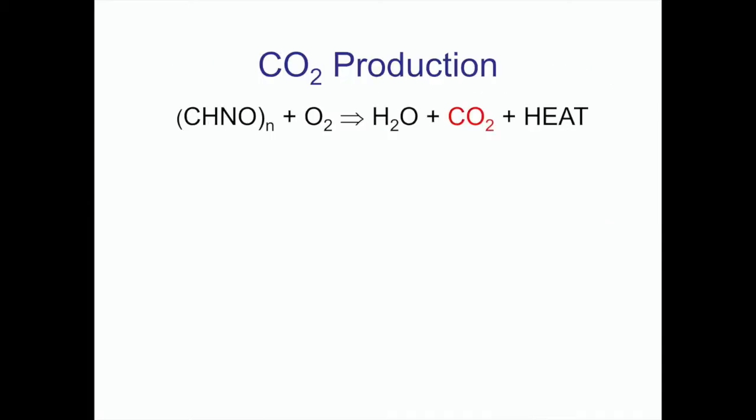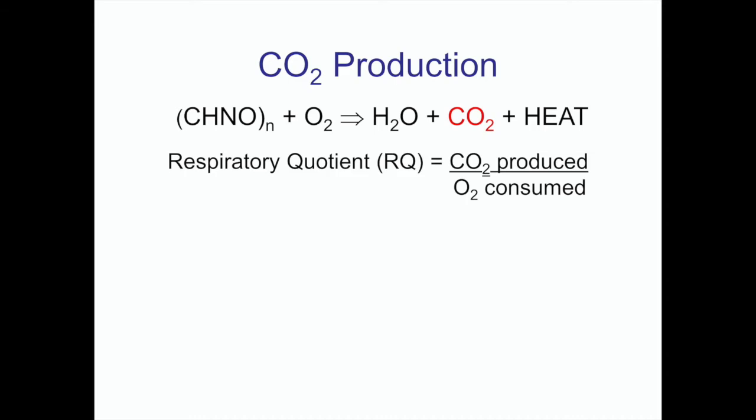Carbon dioxide production can be measured in the same way as oxygen consumption, and often they are measured simultaneously. If both are measured, you can calculate the respiratory quotient, or RQ. This is the ratio of CO2 produced to oxygen consumed in respiration. So CO2 divided by oxygen. Why this ratio is useful is that it can tell you what kind of metabolic fuel the animal is using.